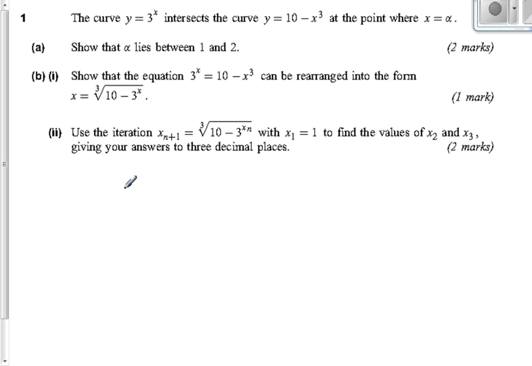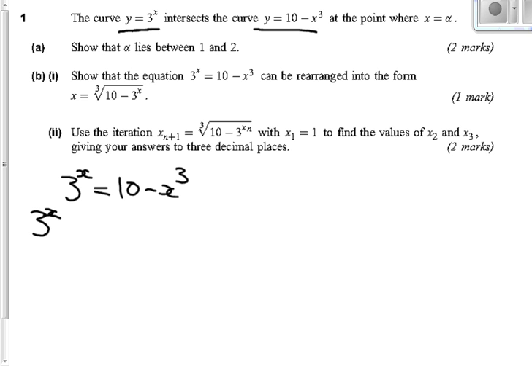Question 1 starts you off asking where y equals 3 to the power of x meets the curve y equals 10 take away x cubed. So the first thing you're going to do, because they want to equal each other, is you want to make these two things equal. So you write one thing equals the other.